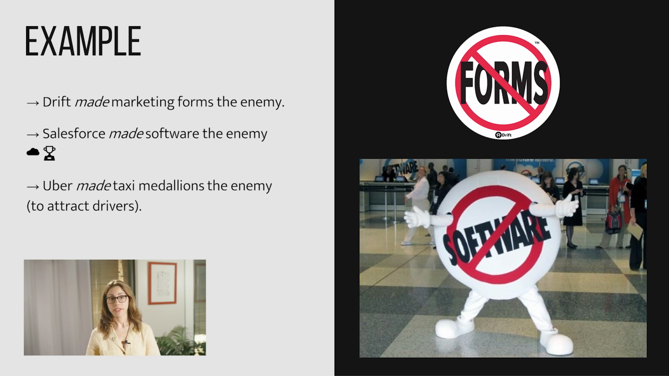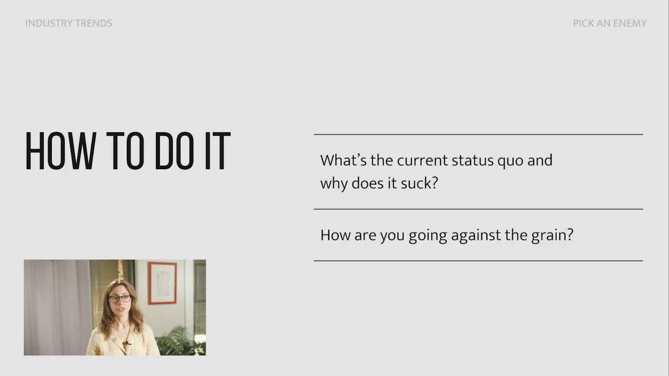Another example you can even think of is Uber and how they made taxi medallions the enemy, right? So that they could attract drivers. So how do you do this? Well, again, it's coming back to this question of what's the current status quo and why does it suck, right? And how are you, your company, your product, your approach, how are you going against the grain?